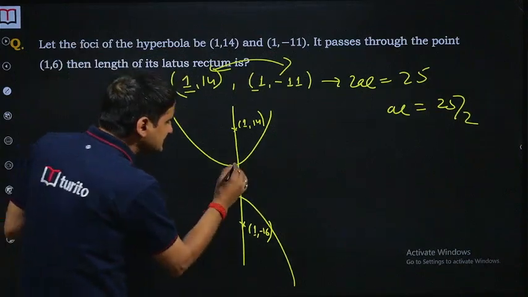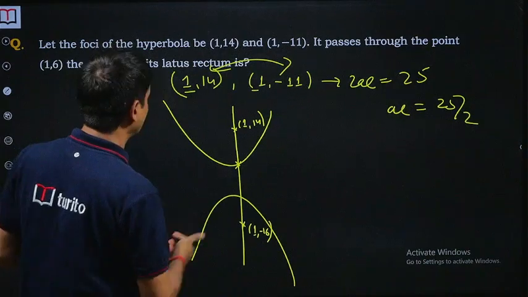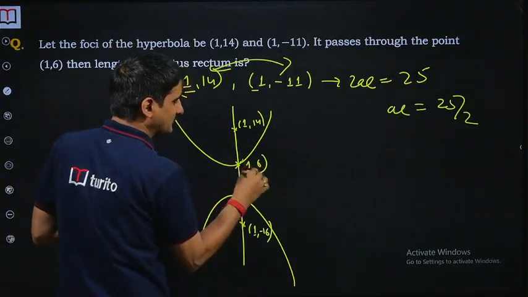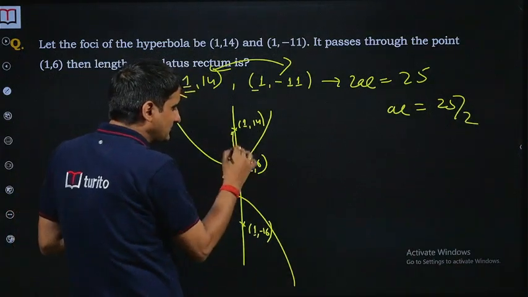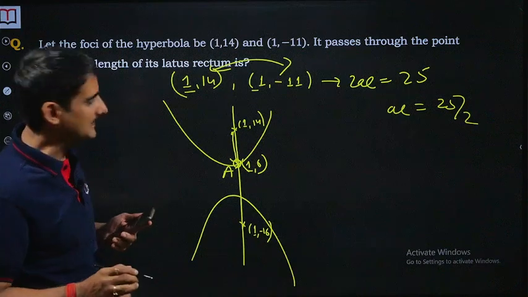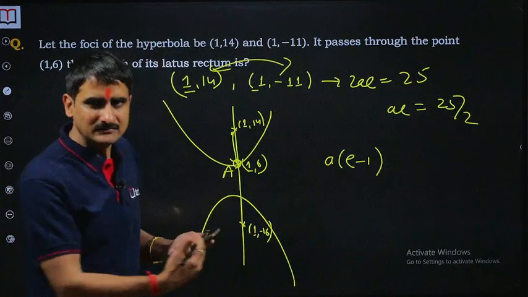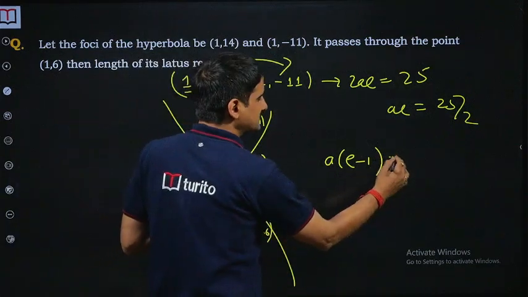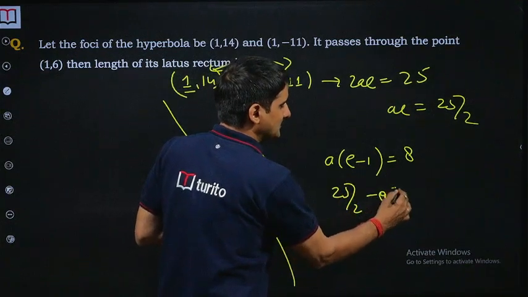Now see, this point also lies here. A is 1, passes through the point 1 comma 6. So this point is also here. Now this is the distance between focus and vertex, which is AE minus A, isn't that so? And how much is it? It's 8 here. So AE is 25 by 2, minus A is equal to 8.